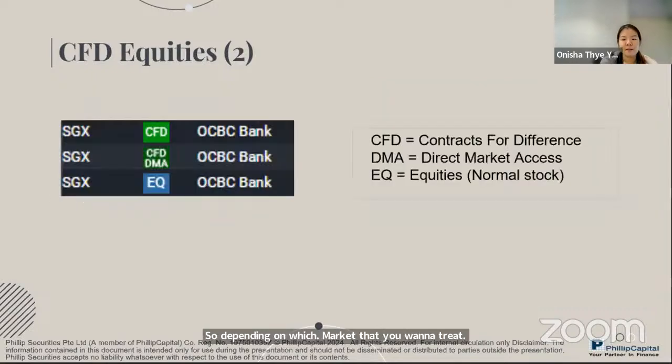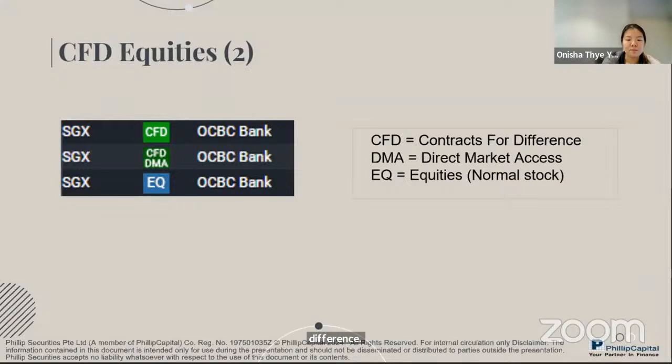Now, how do you identify which one is our CFD equities on Williams 2? This is important for you to know: here we have 3 different types. If you type OCBC, 3 different types of OCBC will pop up. We have CFD, we have DMA, and we have equities. CFD is the normal contract for difference. DMA is direct market access, whereas equities is the normal stock that you normally trade.